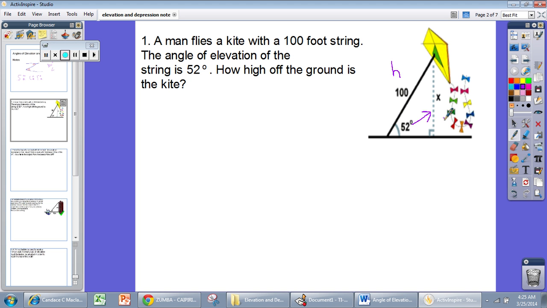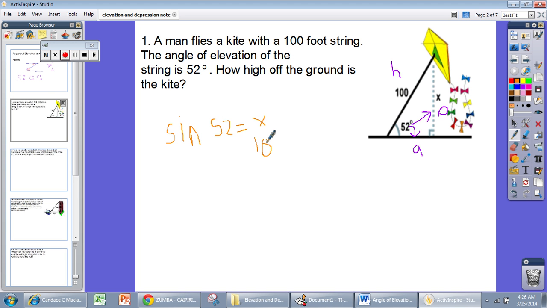So very far away is your opposite. And then right next door is your adjacent. Now, do I have anything for the adjacent? No. So I'm not going to use the adjacent. I'm going to use whichever one has O and H. So which one has O and H? Yep, sine. Okay, so sine of your angle, sine of 52. And since it's SOH, we know that the opposite is going to go on top of your fraction. And 100 goes to the bottom.